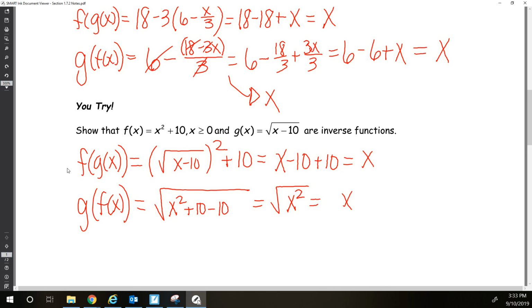operations. In our next video, we're going to do how to find inverses graphically.